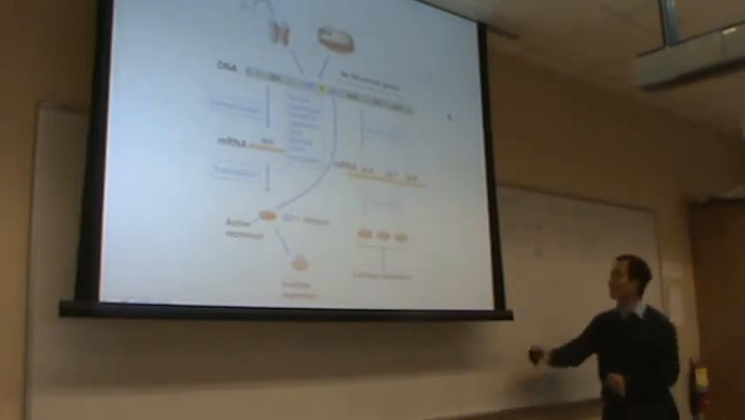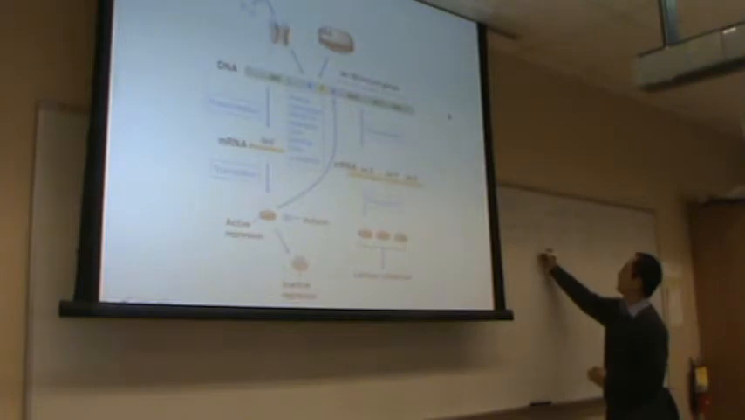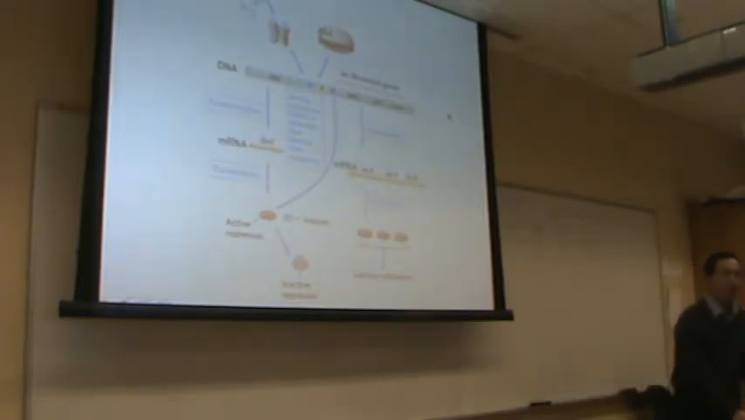Oh, I'm sorry. Off should be red. So when glucose is high, that thing is down. It's low. Sorry, because that only involves the lac operon cycle. It doesn't have to do with the glucose. Oh, I see. That's right. Okay, I see.